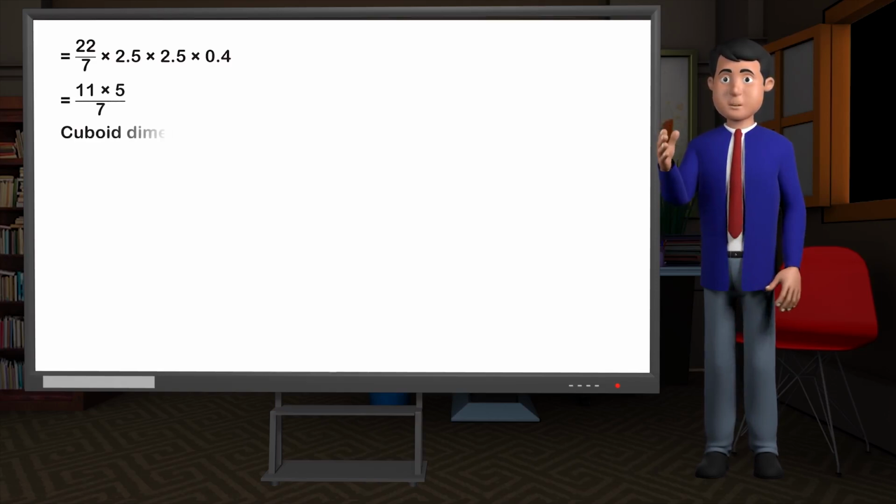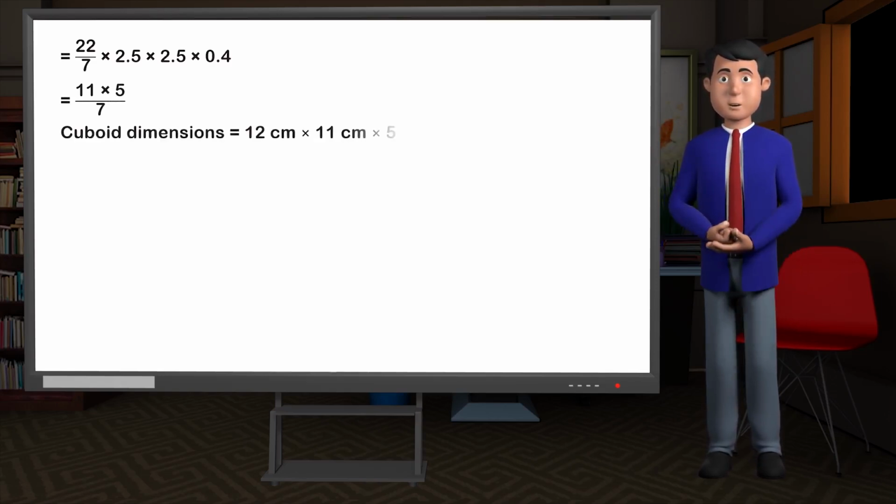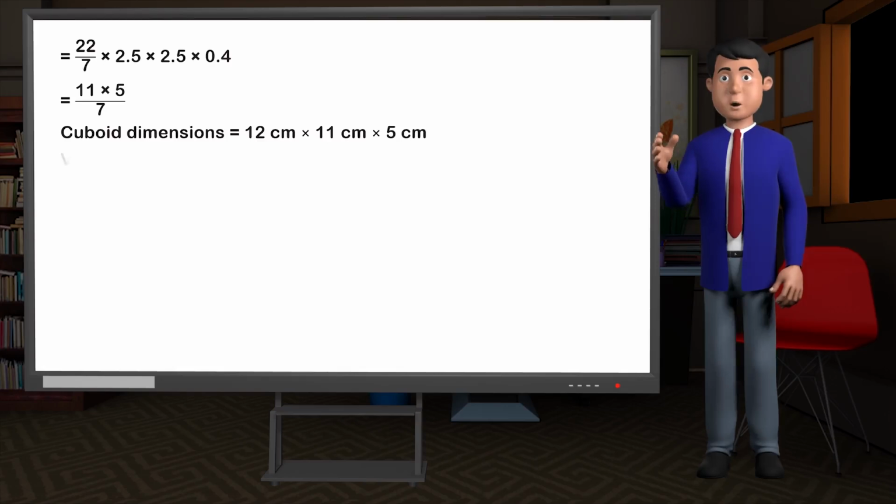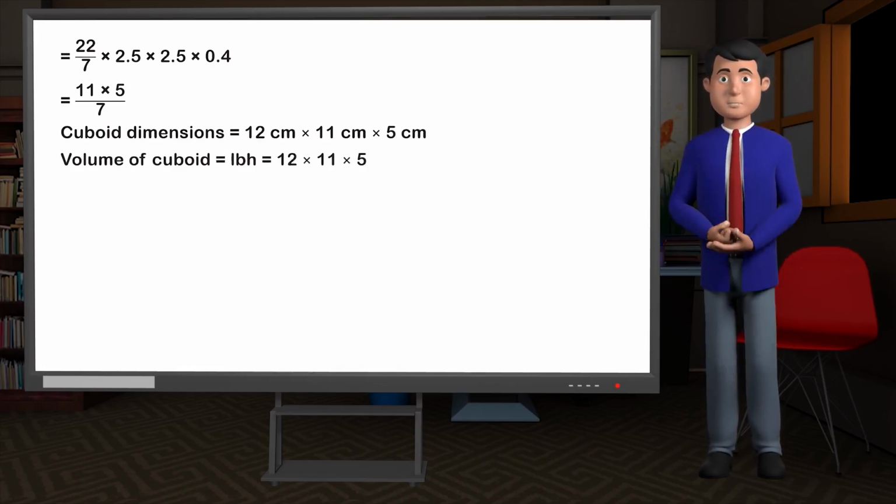Cuboid dimensions is equal to 12 cm into 11 cm into 5 cm. Volume of cuboid is equal to LBH, that is equal to 12 into 11 into 5. The cuboid volume depends on the number of coins melted.